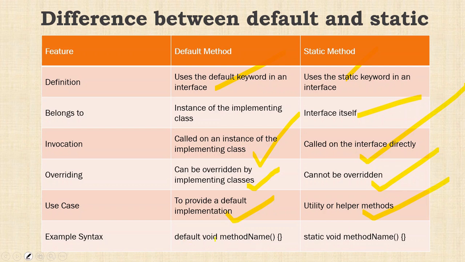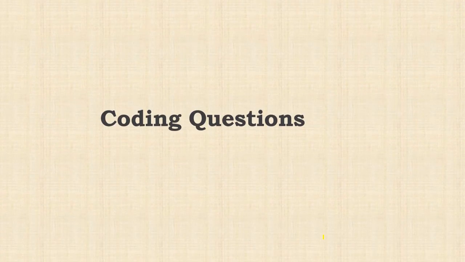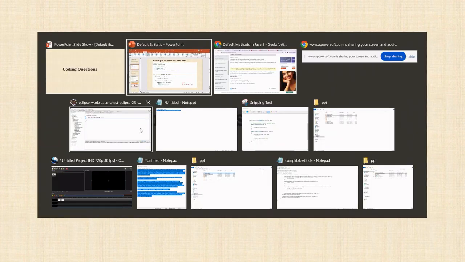A default method you can create like this: default, void return type, and method name. And for a static method, instead of default you use static. Okay, so like this. So we are going to see this coding-wise: how you can create a default method, how you can create a static method, and how they work with lambda expressions. And we are going to see a couple of questions. So let's get started quickly.